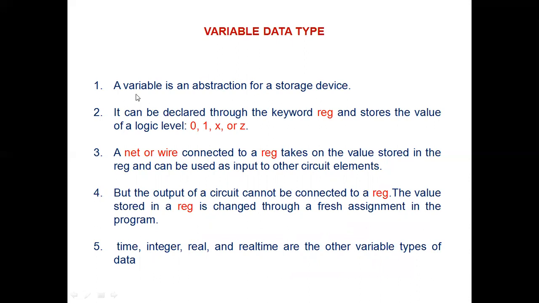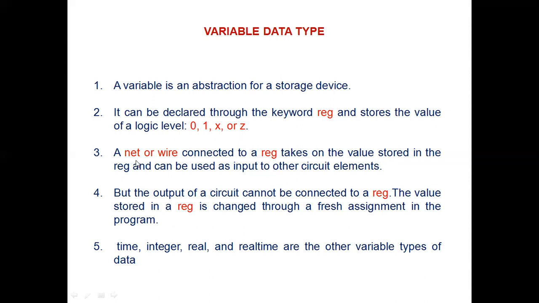So how can we declare the variable? It can be declared through the keyword reg, R-E-G, and stores the value of logic level 0, 1, X or Z. So what is a variable? Just an abstraction for a storage device. How can a variable be declared? Through the keyword reg. And what does it store? It stores all four logic levels, that is 0, 1, X or Z.